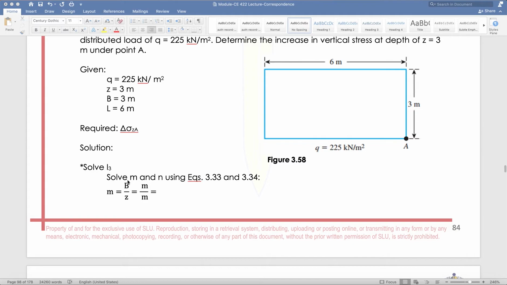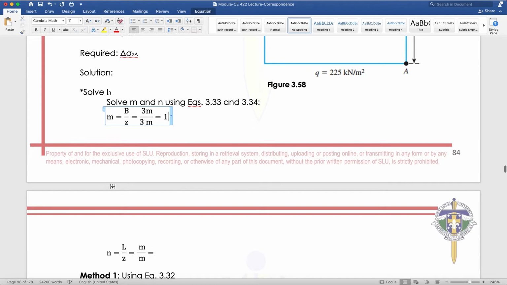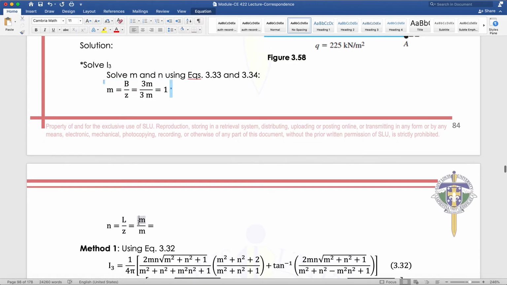So, first, we need to determine m and we need to determine n. By the way, any value can be m, any side can be L. But para hindi tayo malito, let's try to have a convention where L will be the longest side. Okay? So m here is equivalent to B, 3 meters divided by the Z of 3 meters. So that is equivalent to 1. Okay? Next, for the n, we have the L. L here is 6 meters and Z here is 3 meters. Therefore, that is equivalent to 2.